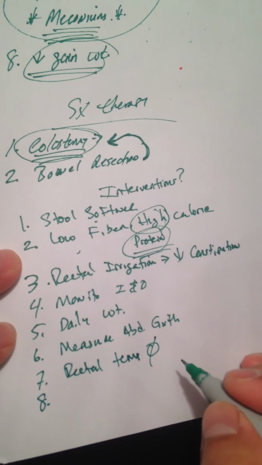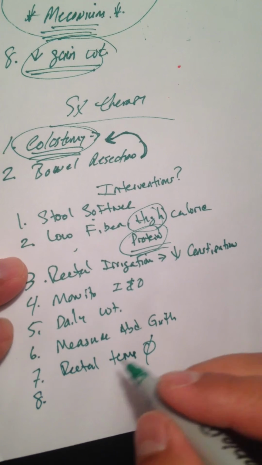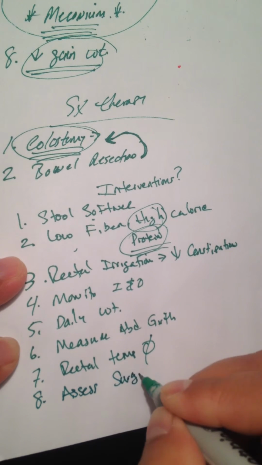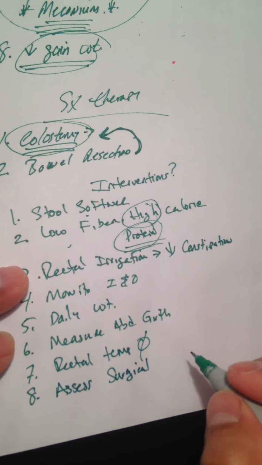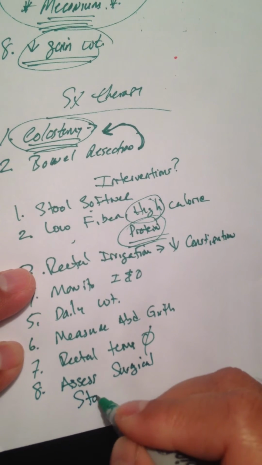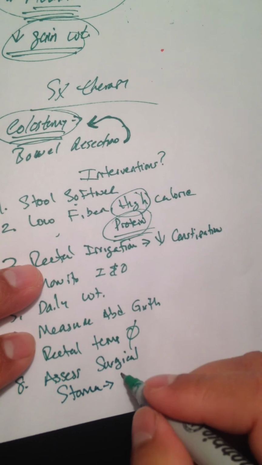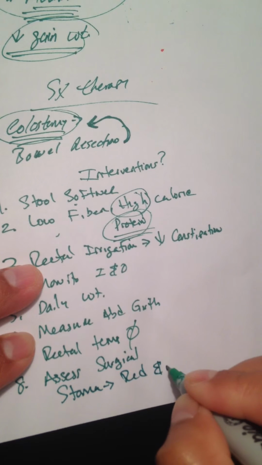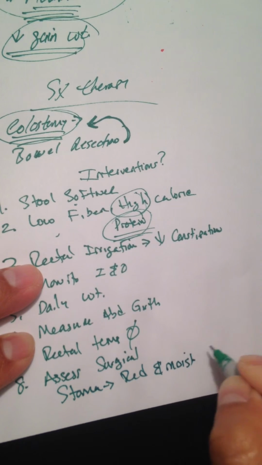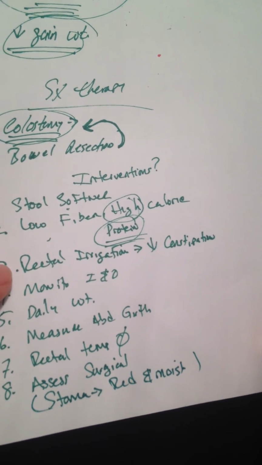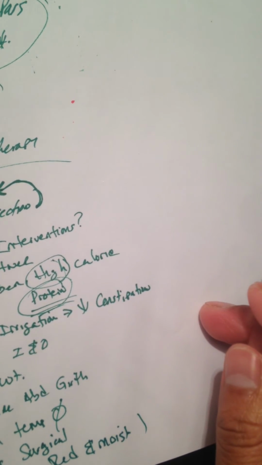Now, if, for example, that patient does have some type of surgery, you will always assess the surgical site. You will assess for drainage. You will look at the stoma site, and you will make sure that that stoma site is red and moist. You will also make sure that there isn't any excessive bleeding. Is there any hemorrhage? And if so, you want to report that to the physician immediately.